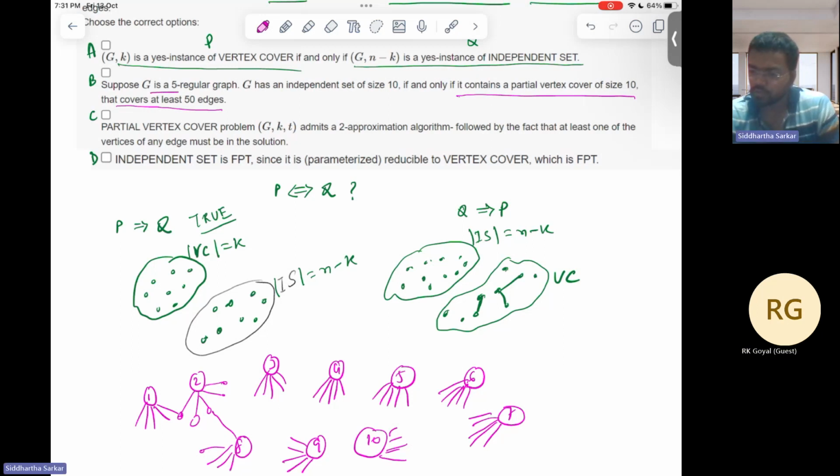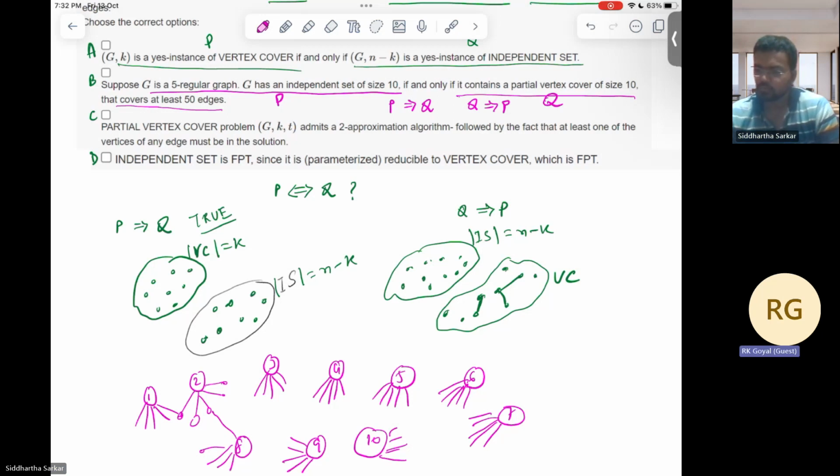So P implies Q is okay. Let us say this statement is P and this statement is Q. So P implies Q is fine. Now you also have to show that Q implies P. So now assume that there is a vertex cover of size 10 that covers at least 50 edges. Then there must exist an independent set in this graph containing 10 vertices.